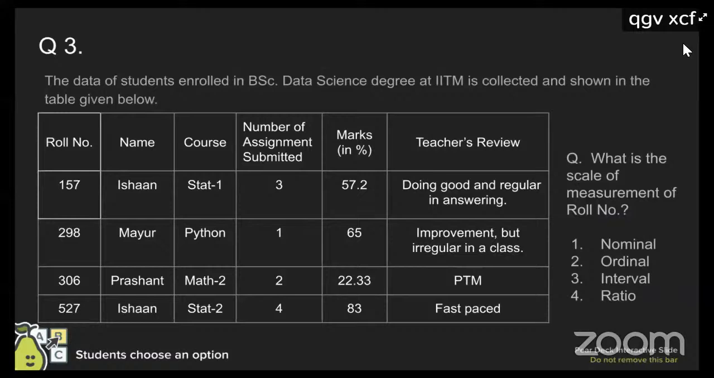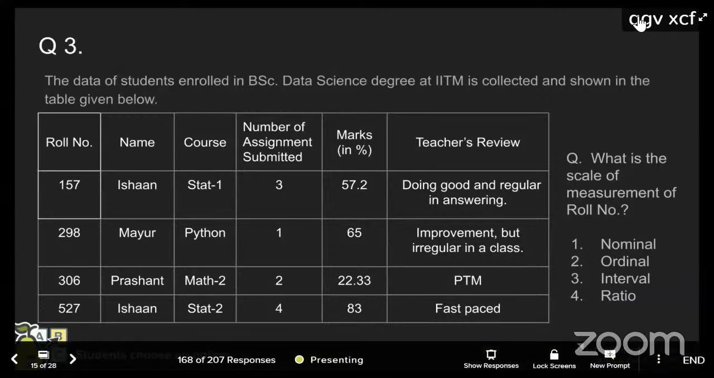What is the link? See, the site is joinpd.com. Kindly enter it on your phone or laptop, whatever. After that, you have to enter this top right corner code, QGVXCF. Okay.